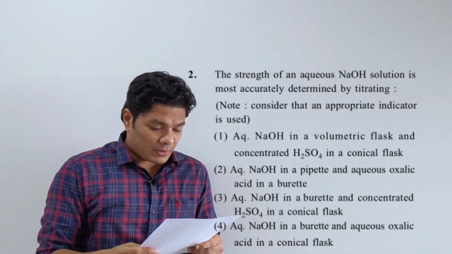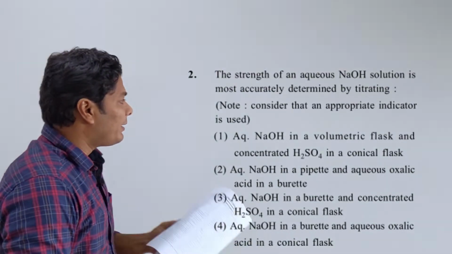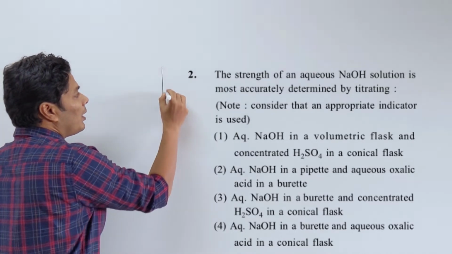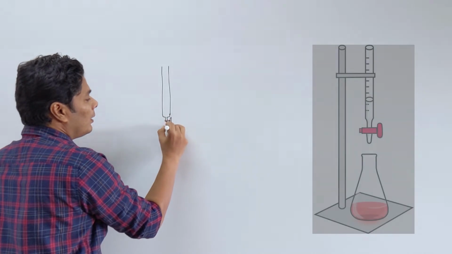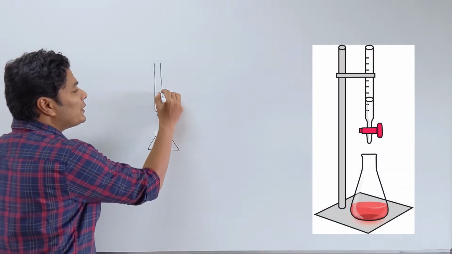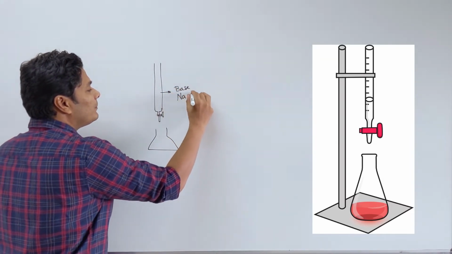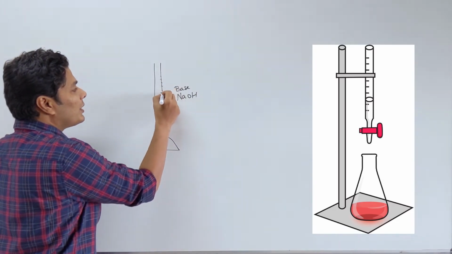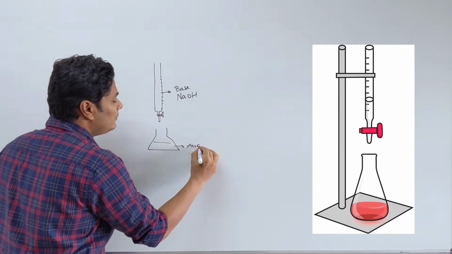Question number 2. The strength of an aqueous NaOH solution is most accurately determined by titrating. So in general, a titration is when you have your burette and then you have your conical flask. Usually you want your base in here. NaOH always goes here, and this is graduated, so I can figure out what is the initial volume, final volume. Here you always take your acid.